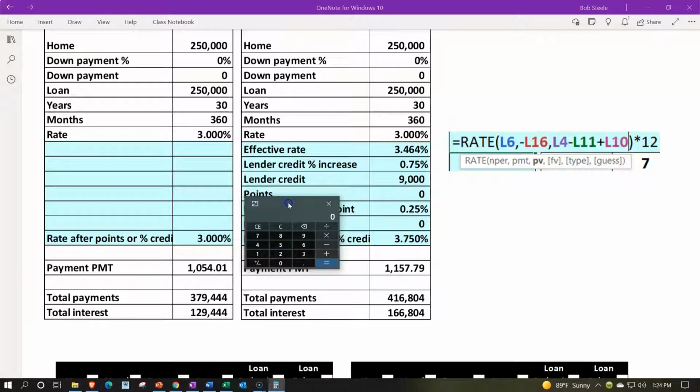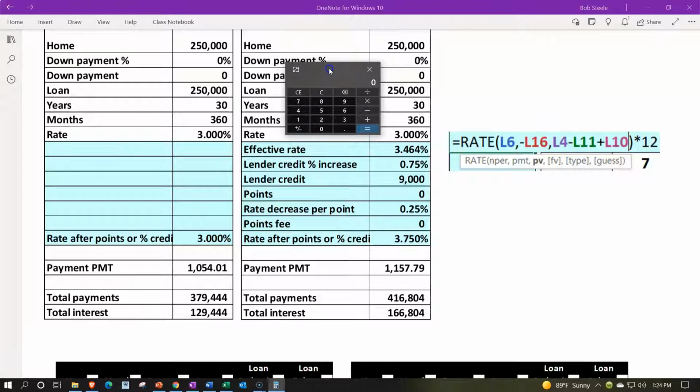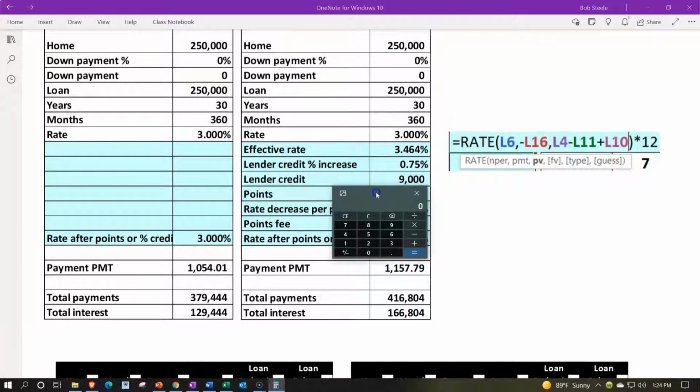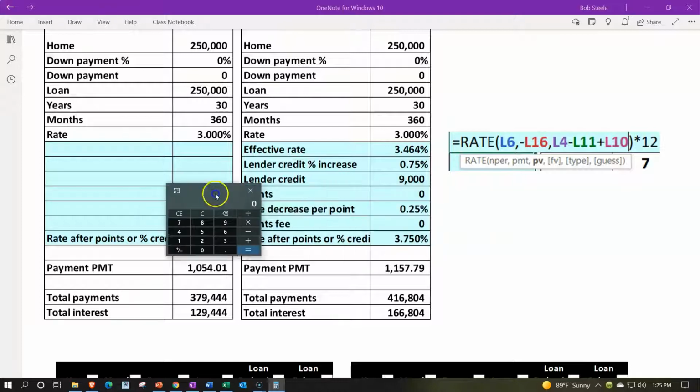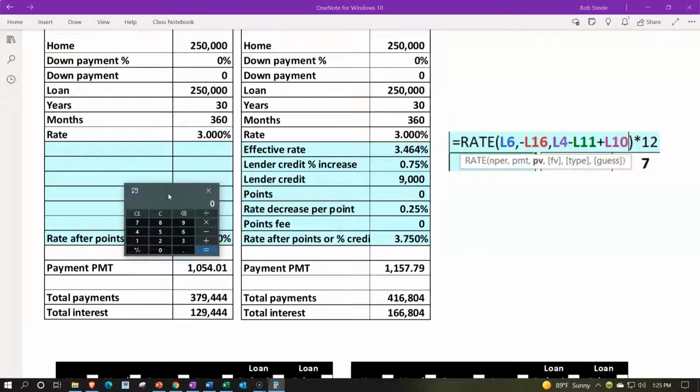So what happened in scenario 2? We got the $250,000 that we used to pay for the home. And then we also got another $9,000 that we used to pay the closing costs. So in essence, we got $259,000 in scenario 2 versus the $250,000 in scenario 1, in exchange for the increase in the rate in scenario 2. So that's one way you can look at it.